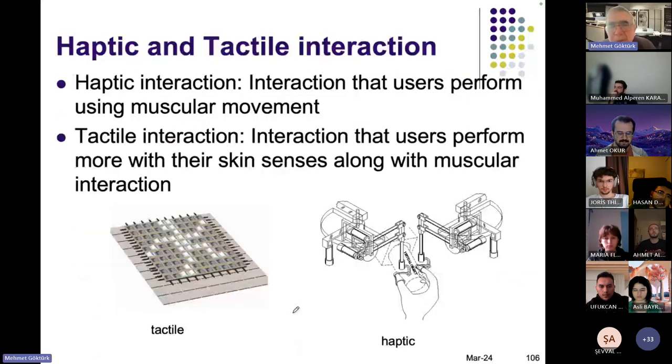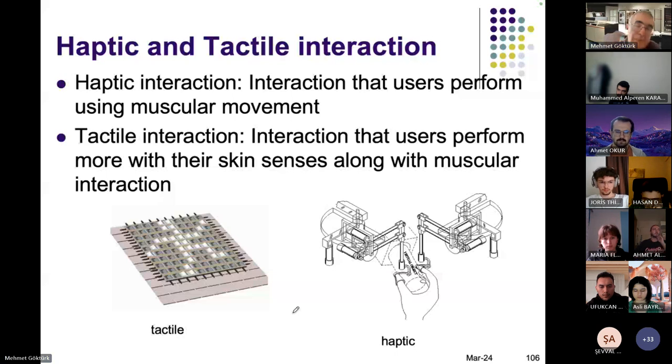Now we have to explain that there are two types of physical sense by humans and animals. One is the haptic, the other one is the tactile. Tactile means our interaction with our skin. Haptic means our interaction with our muscles.